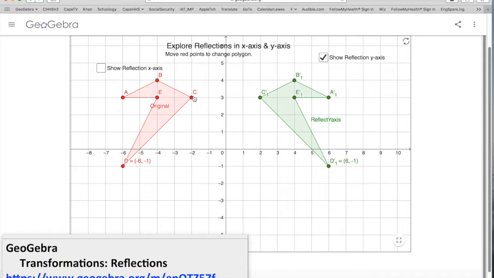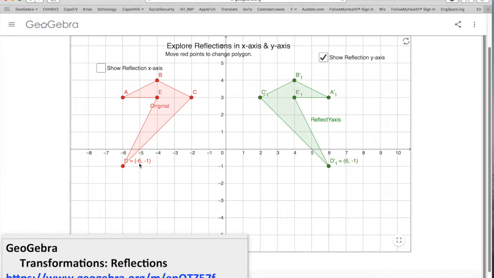Now notice it's the same as just a general line. From C, I have to draw a straight line, hit the y-axis at a right angle, and come across the same distance. Now, it's easy to do on a grid because an x-axis and the grid lines automatically form those right angles. All right, but let's look at this point D.